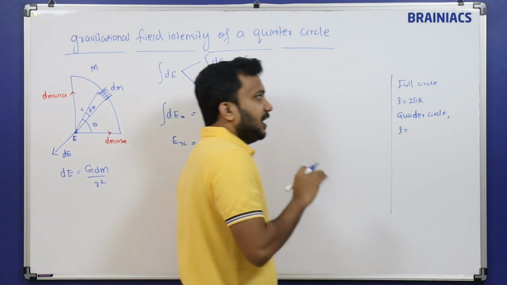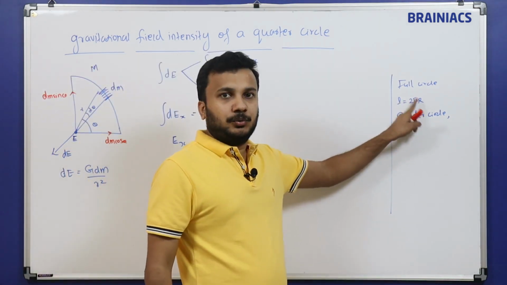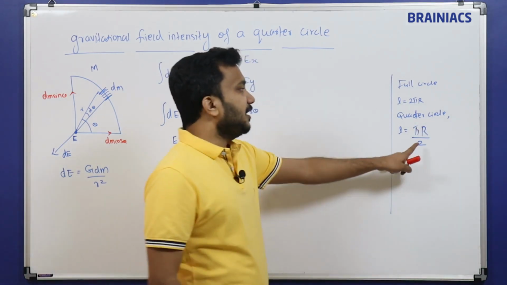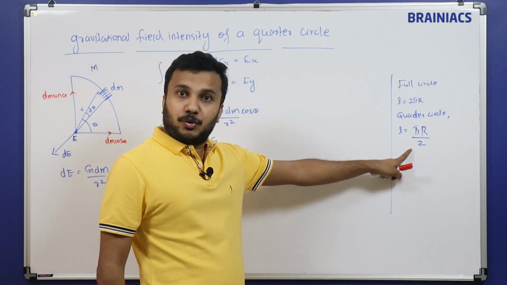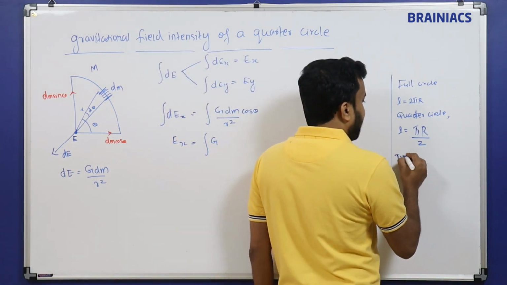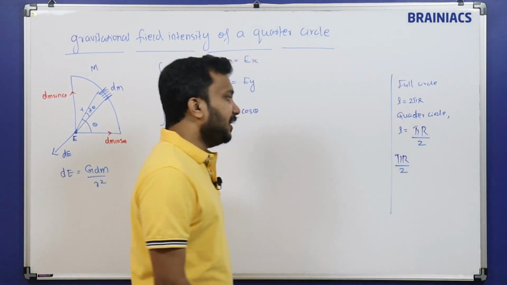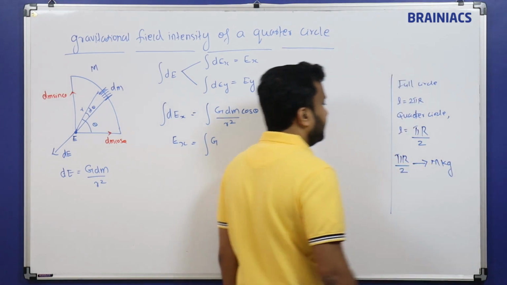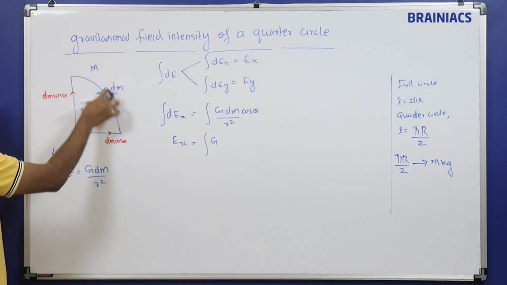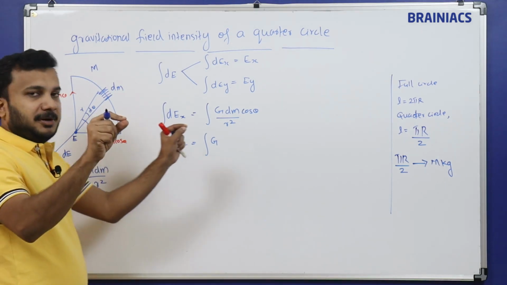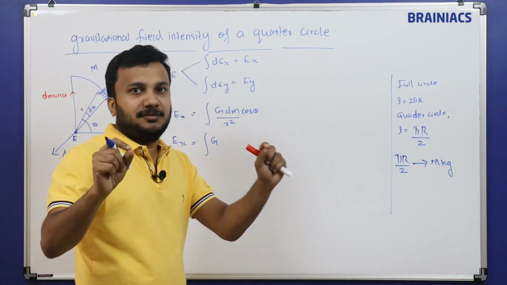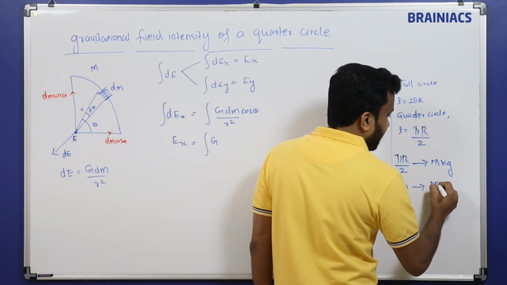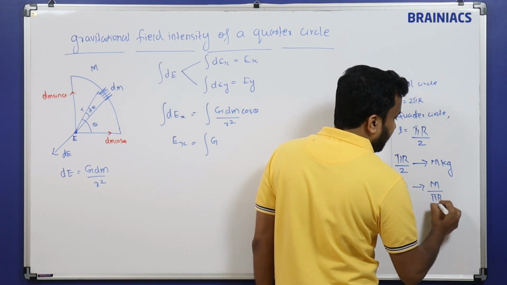length is equal to how much? Half circle means 2 pi r by 2. A quarter circle means pi r divided by 2. So pi r by 2 is the length for a quarter circle. So pi r by 2 length will have how much mass? M kilogram mass, M is the total mass. So a wire of length pi r by 2 has total mass M kilogram. So 1 meter of wire will have how much mass? M divided by pi r by 2.